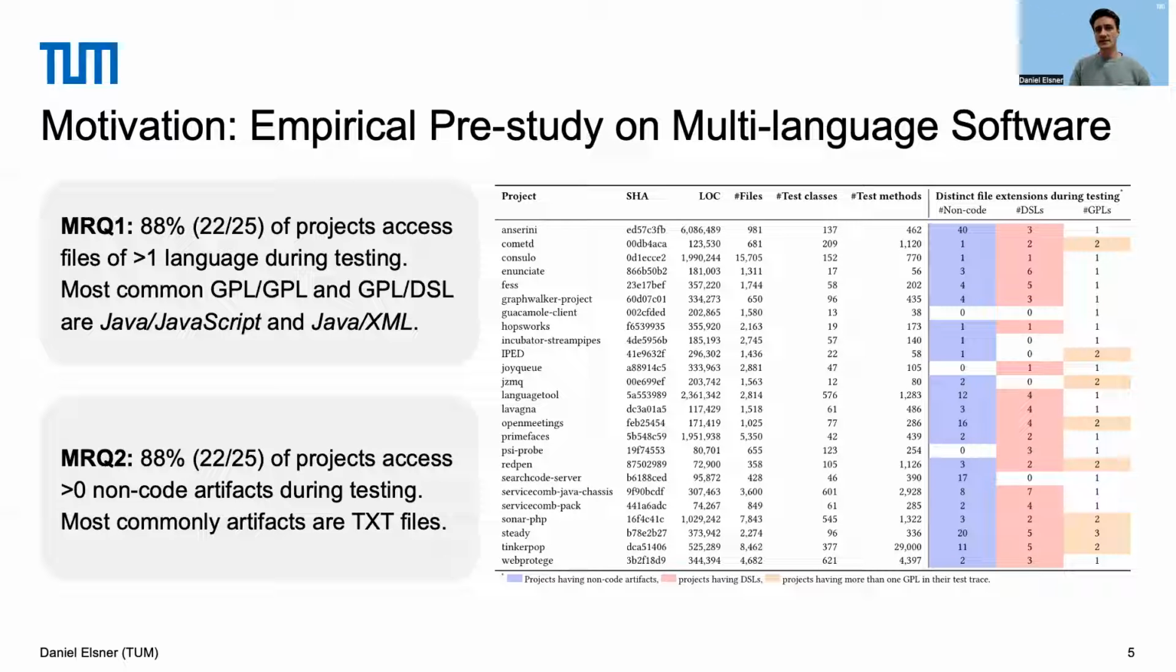And for the second research question, we found that also 22 of 25, not the same ones, you can see it here in this table, access more than zero, so any non-code artifact during testing. And most commonly, we observed that those were text files.